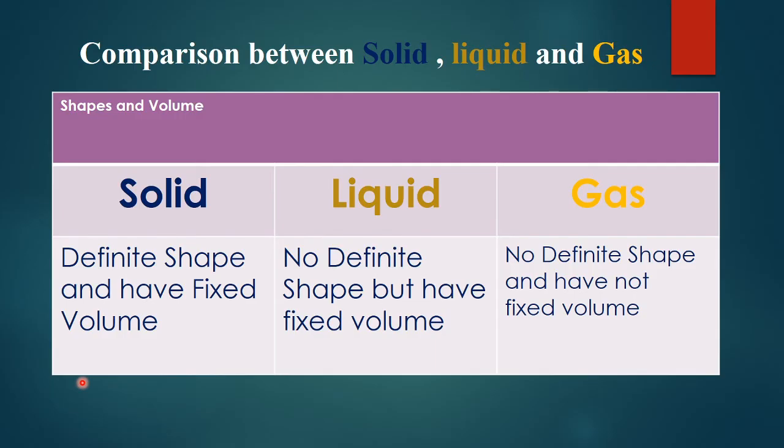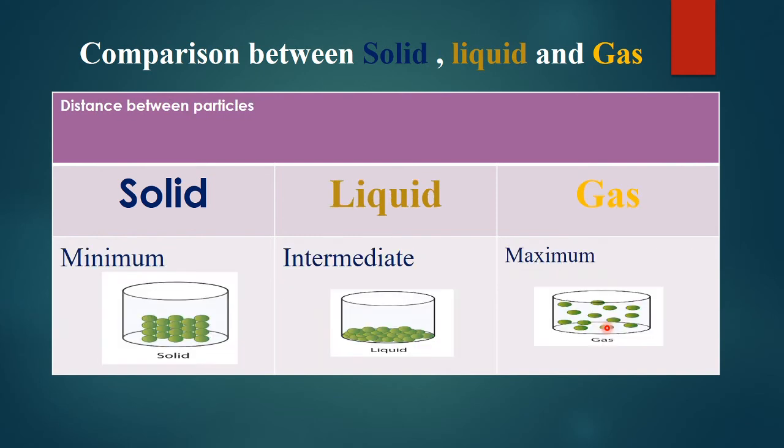Now we will compare solid, liquid and gas on the basis of shape and volume. In solids, matter has a definite shape and a fixed volume. In liquids, matter does not have a definite shape but has a fixed volume, and in gases, there is no definite shape and no fixed volume. Now comparison on the basis of distance between the particles. In solids, the distance between the particles is minimum. In liquids, it is intermediate, and in gases, it is maximum.